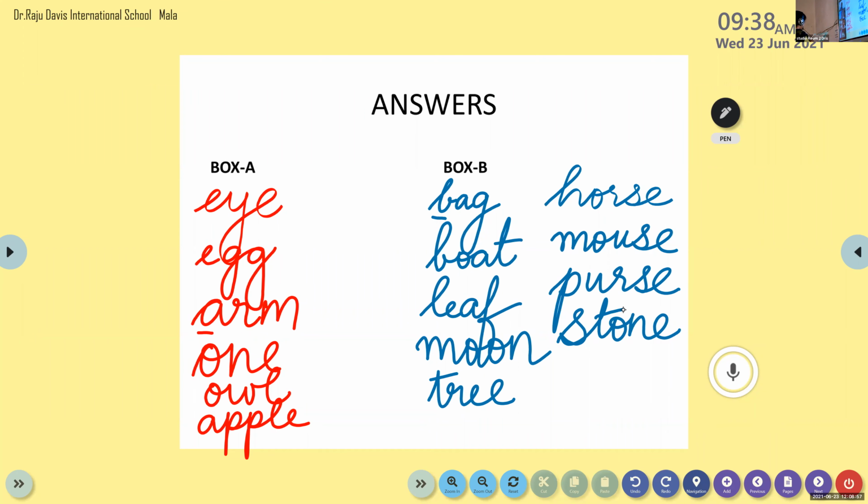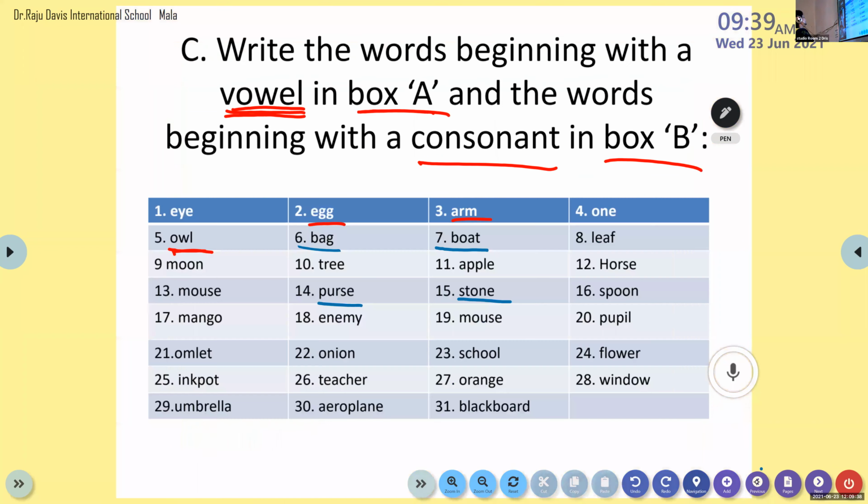Spoon also starts with a consonant. Yes, it starts with a consonant S. So we have to write in box B. It is a consonant. Very good, Malavika. Now spoon is over, stone is over. Now let's move on to the 17th word.